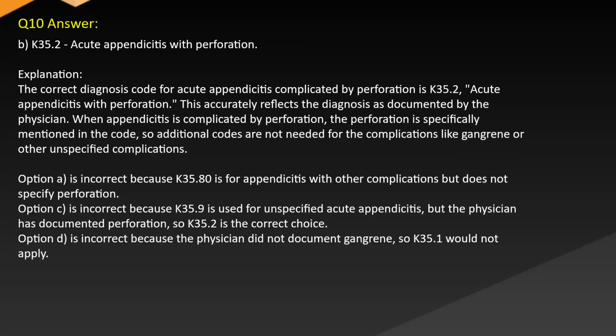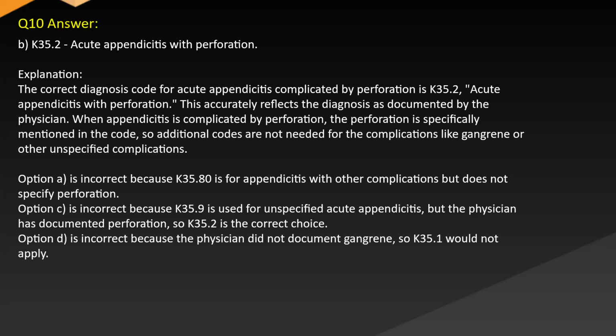Answer B. K35.2, Acute appendicitis with perforation. Explanation: The correct diagnosis code for acute appendicitis complicated by perforation is K35.2, Acute appendicitis with perforation. This accurately reflects the diagnosis as documented by the physician. When appendicitis is complicated by perforation, the perforation is specifically mentioned in the code, so additional codes are not needed for things like gangrene or other unspecified complications.